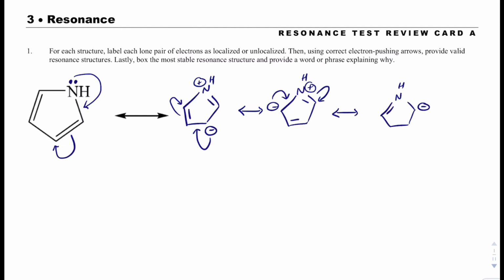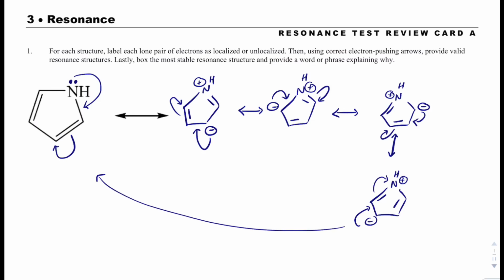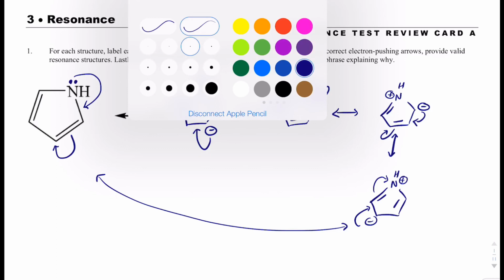It's not a perfect rule, but oftentimes when you have a 5-membered ring, you might expect 5 resonance structures. And if you had a 6-membered ring, maybe you would expect 6 resonance structures. Again, not a perfect rule at all, but just more of a tendency. And we get back to our initial structure.